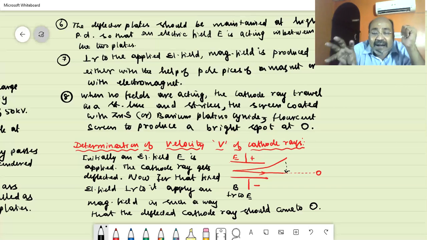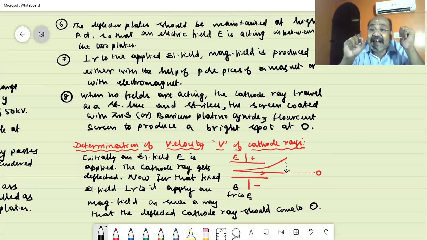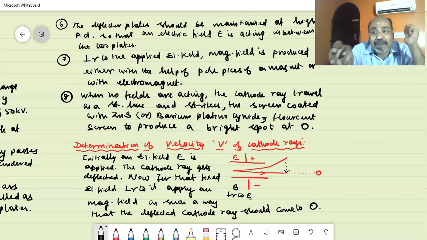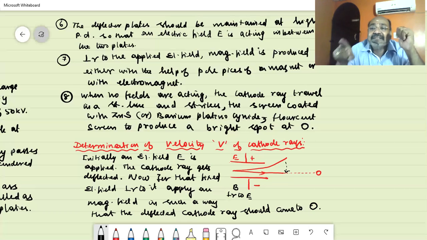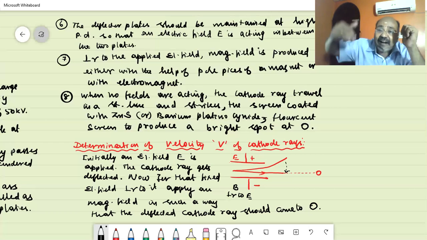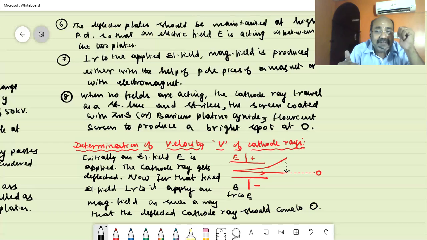Now, when you are applying a magnetic field, you might have studied in the third lesson, the magnetic Lorentz force. The force acting on a moving charged particle inside the magnetic field is given by the formula BQV sin theta. Here, the applied magnetic field is perpendicular, so the force due to the magnetic field is B e V. That force brings the deflected beam of electron to its original path. When the force produced by the electrical field and the force produced by the magnetic field balance each other, the deflected beam will come to its original position.